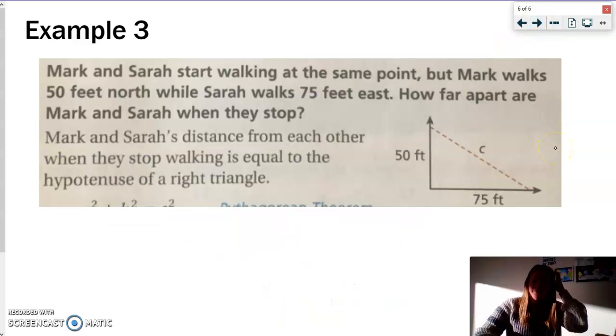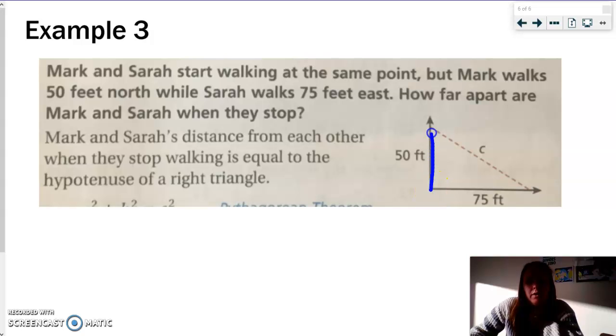Alrighty, so this problem, a little more wordy, says Mark and Sarah start walking at the same point, but Mark walks 50 feet north, so he is going this way. This is Mark. While Sarah walks 75 feet east, so this is Sarah. How far apart are Mark and Sarah when they stop? So they want to know, how far away are they? So where's that distance from here to here?